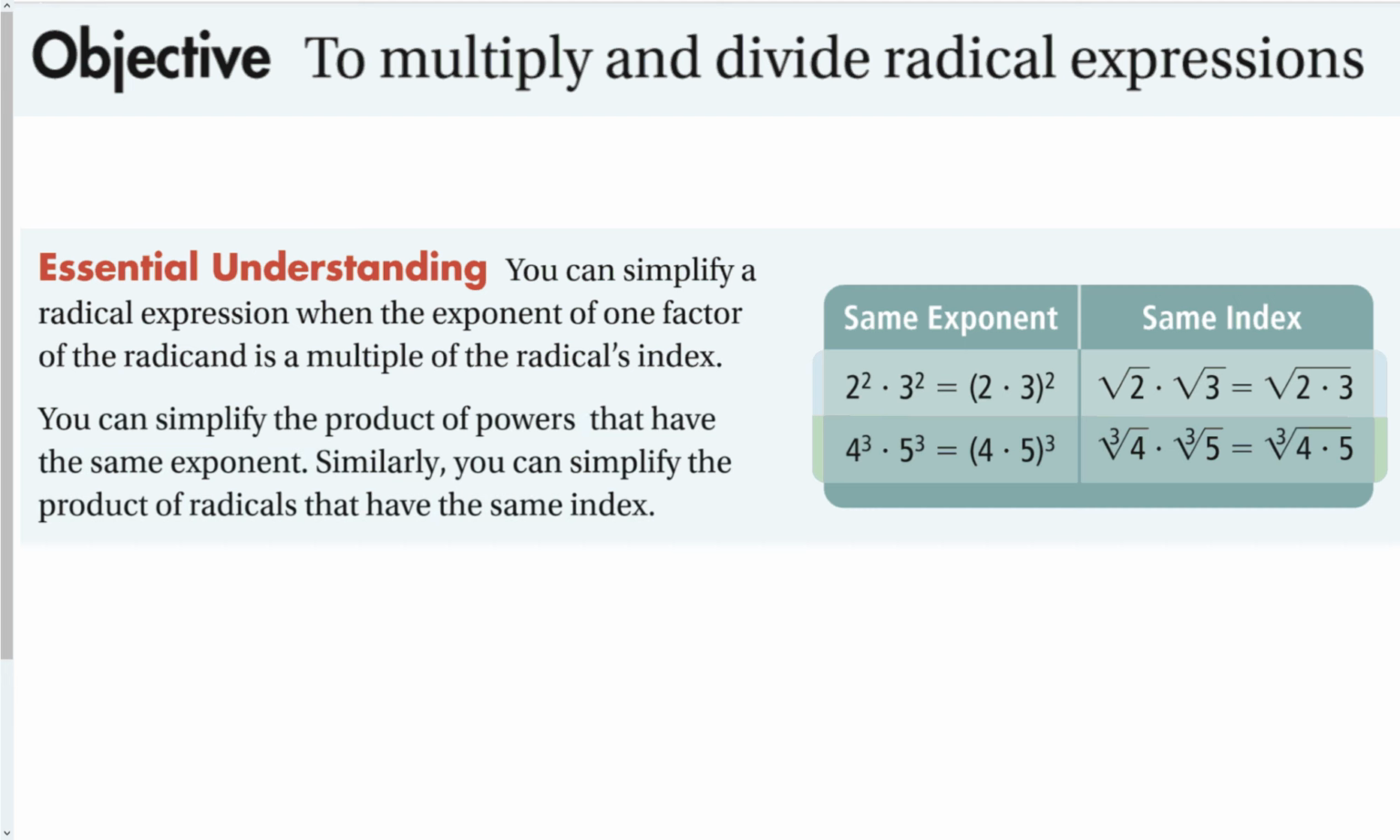And you could simplify the product of powers that have the same exponent. Similarly, you can simplify the product of radicals that have the same index. Okay, so we have a couple things going on here. Same exponent, we can put the bases together, right? Same index, the same root, we can put the two roots together. And this is going to be similar with both multiplication and division.